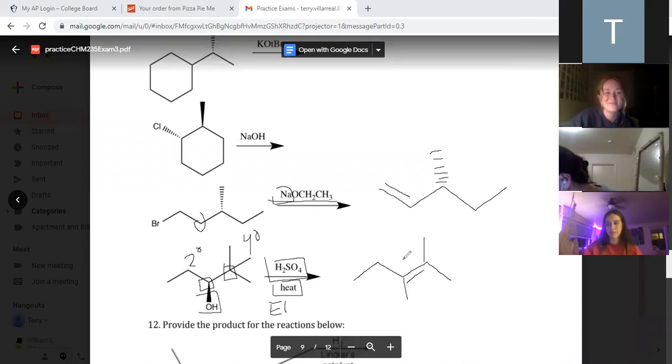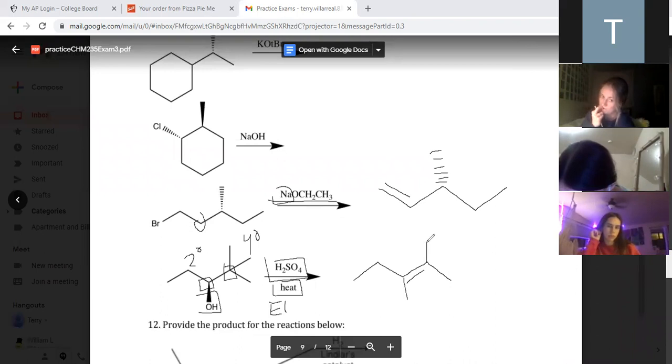Maybe not. So this is what you should have. Did you get this one for your answer? Is there a trans or a Hofmann or anything we have to worry about with this one? No, because it's an E1, so your E1 is going to favor Zaitsev.